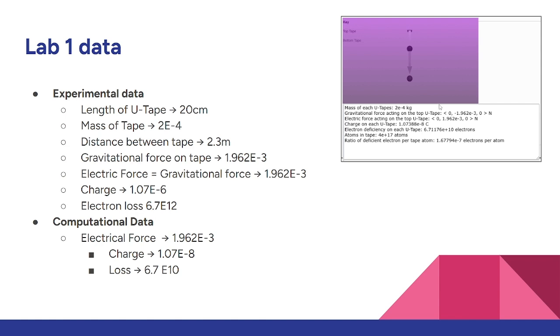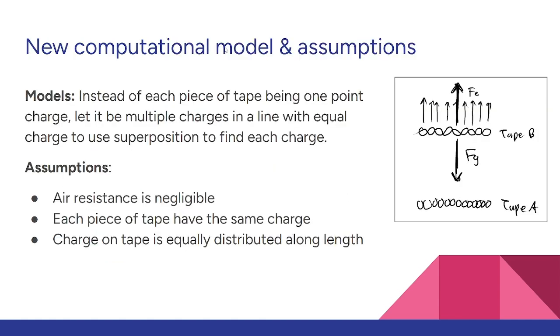And you can see the lab experiment before, which was like this, where there were 2 point charges. Now, for the new computational model we're going to make, instead of using just a point charge like earlier, like you saw here, we're going to be using multiple charges that look like this, where we simulate multiple charges going up with the same electric charge, with the same force up and gravity down, to get a better understanding of the forces on the tape.